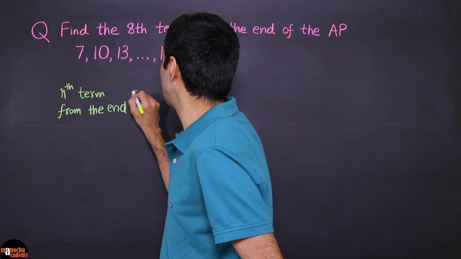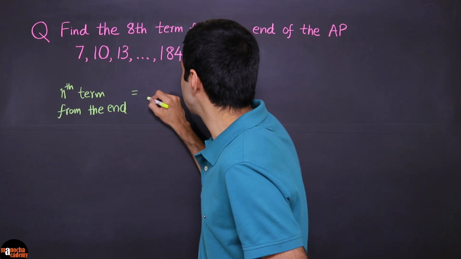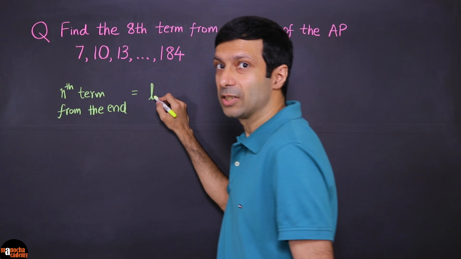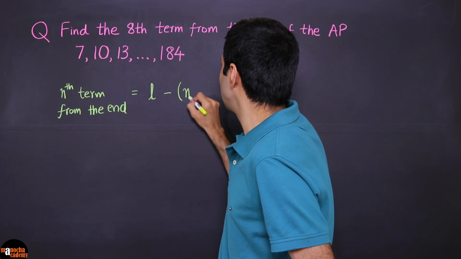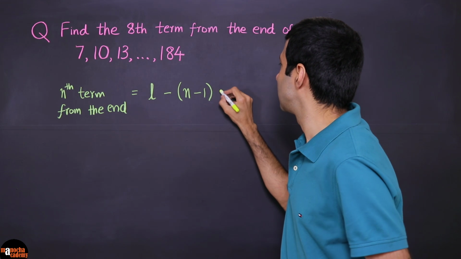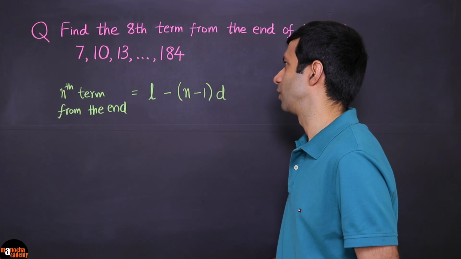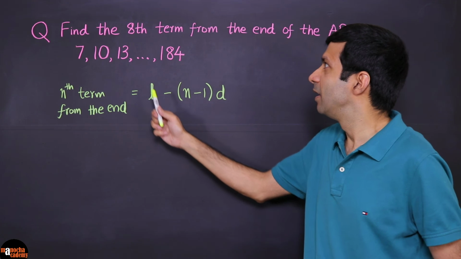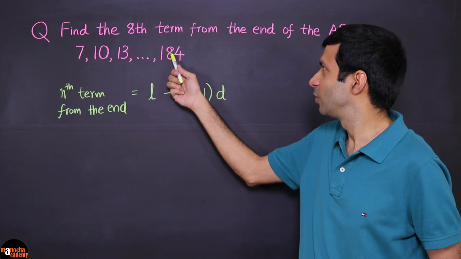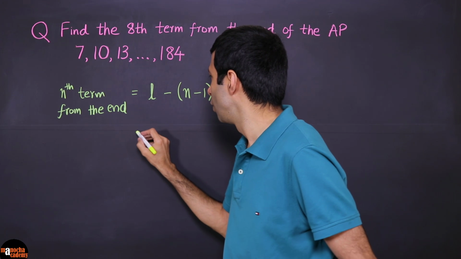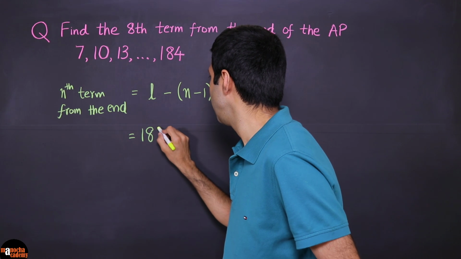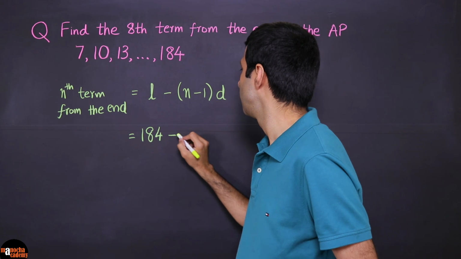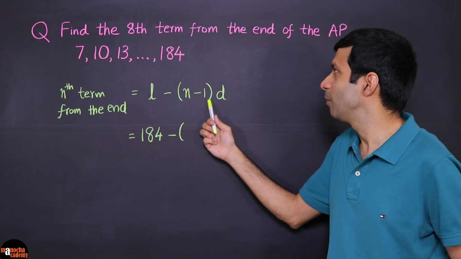And what is that formula? The nth term from the end is L, the last term, minus, remember, there will be a minus there, (n minus 1) times d. Okay, so what is the last term in this AP? That's pretty simple. The last term is 184. So let's substitute that here. 184 is our last term minus (n minus 1).